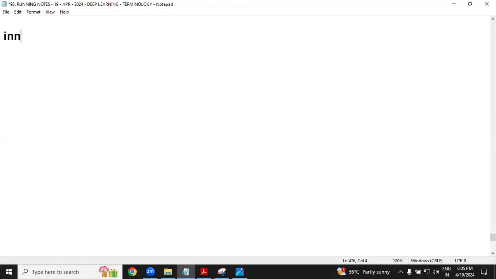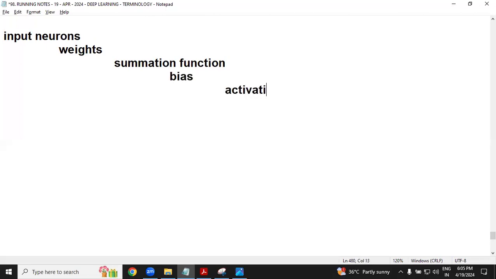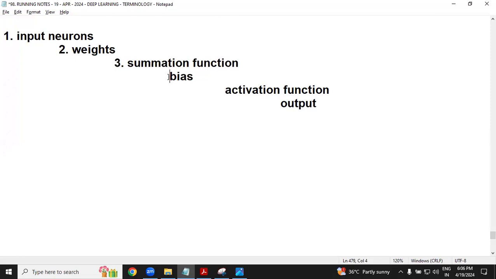First step is input neurons. Second step is weights. Third step is the summation function. Next step is the bias value. Next is the activation function. Next is the output. These are all steps you need to remember, respectively, step number 1, step number 2, step number 3.